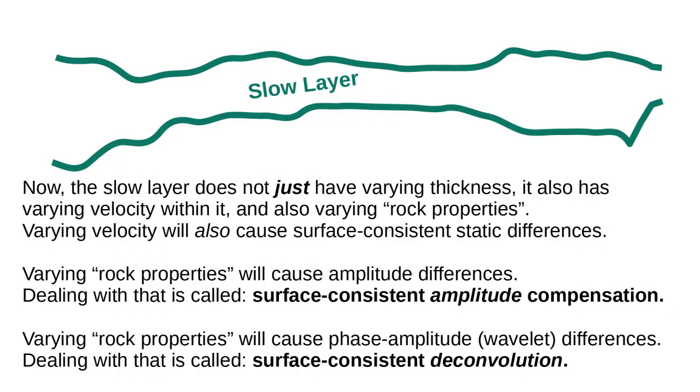Now, the slow layer does not just have varying thicknesses. It also has varying velocity within it, and also varying rock properties. Varying velocity will also cause surface-consistent static differences. Varying rock properties will cause amplitude differences. Dealing with that is called surface-consistent amplitude compensation. Varying rock properties will also cause phase and wavelet differences. Dealing with that is called surface-consistent deconvolution.